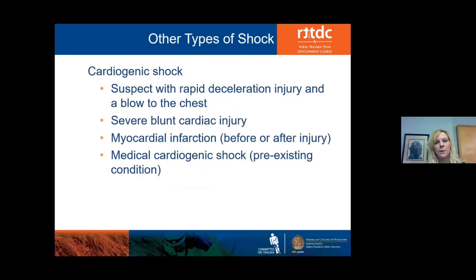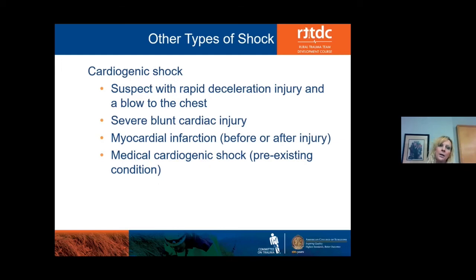Cardiogenic shock. Patients that have severe blunt cardiac injury can have cardiogenic shock. It is pretty rare, and most patients that have a blunt cardiac injury don't end up developing cardiogenic shock, but it can happen. You want to suspect it with rapid deceleration injuries and any heavy blows to the chest.